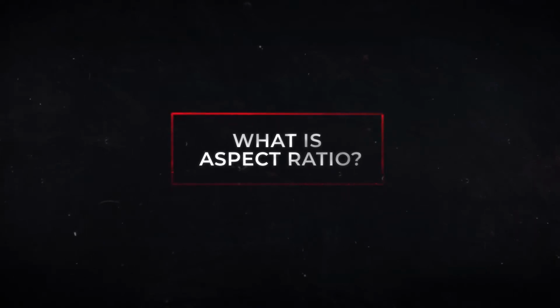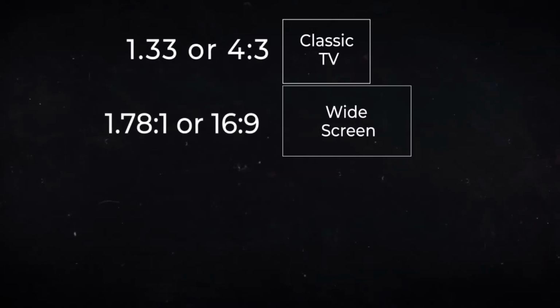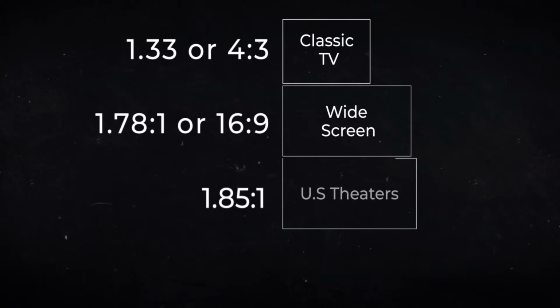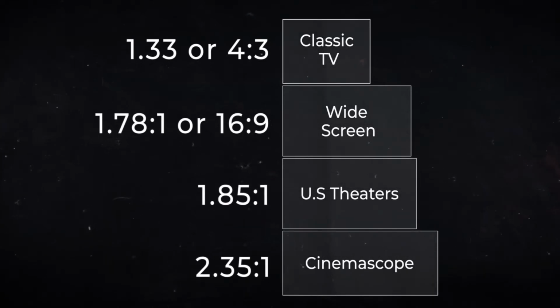Aspect ratio is a fundamentally simple concept with a deep and important history. Simply put, the aspect ratio is a ratio of the width of an image to the height. This can be expressed in two numbers like 4 by 3 or 16 by 9, or as a decimal such as 1.85 and 2.35, though these decimals can themselves be written as ratios like 2.35 to 1.